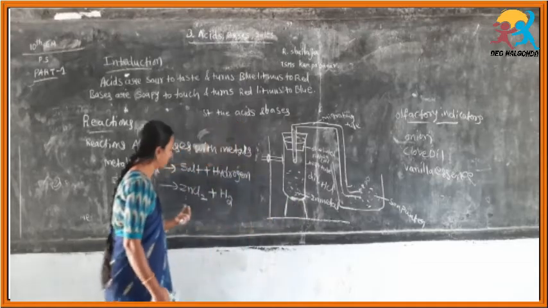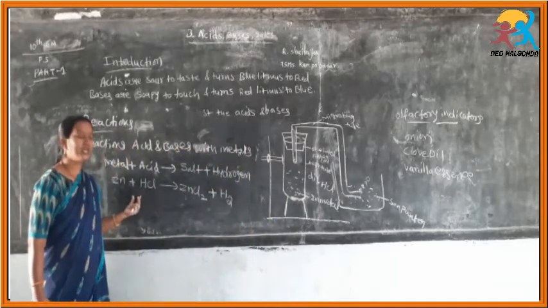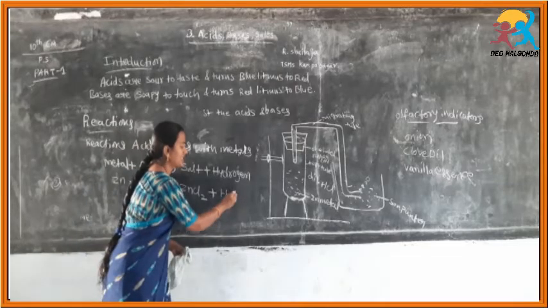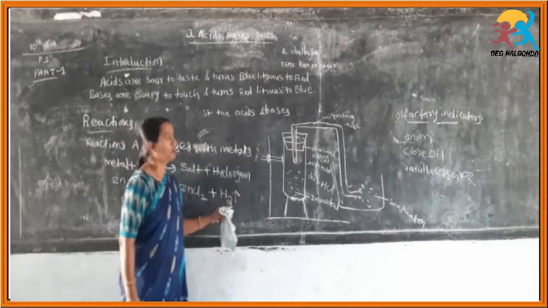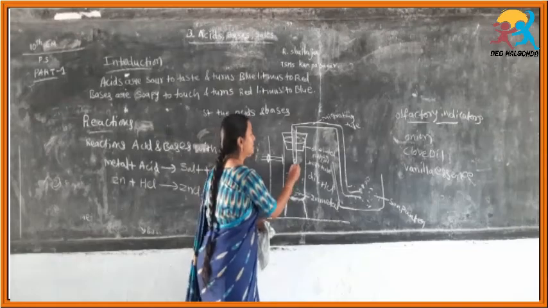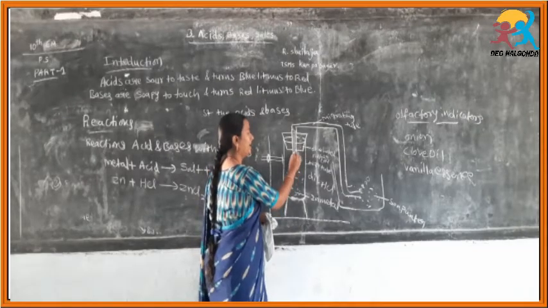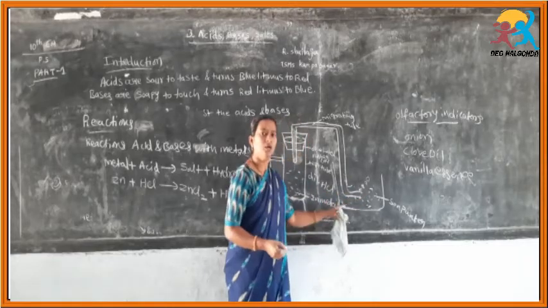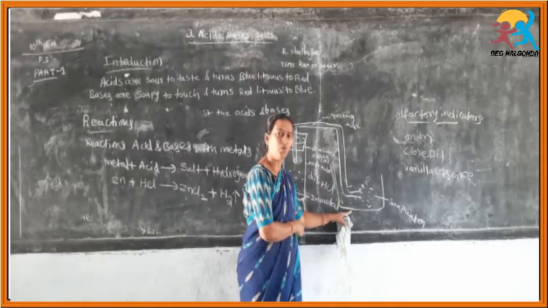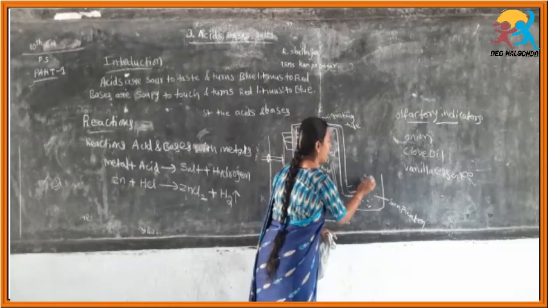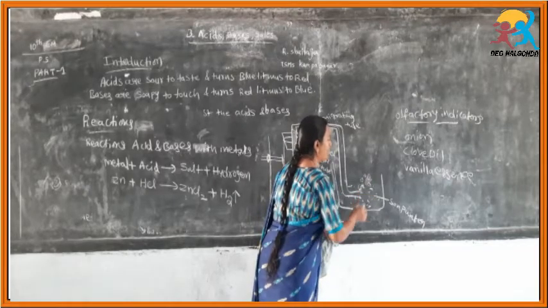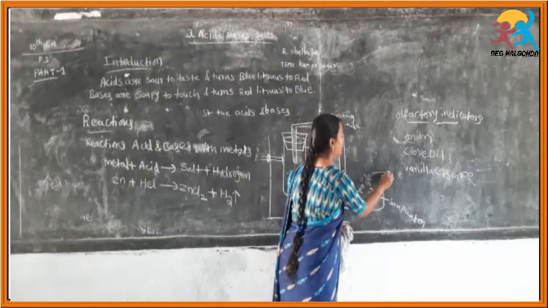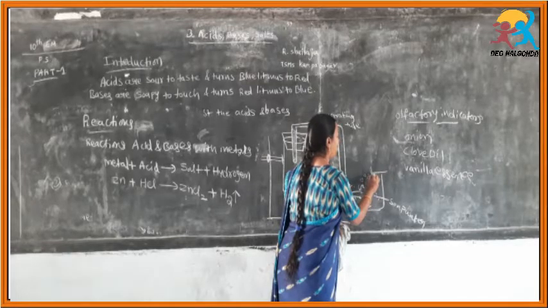So what happens? Zinc and HCl react together. It gives zinc chloride and releases hydrogen gas. The gas which is released, we mark with an upward arrow. That hydrogen gas is released through this delivery tube and passes into the soap water. When any gas is passed into soap water, it gives bubbles. To test these bubbles, we have to keep a burning candle.